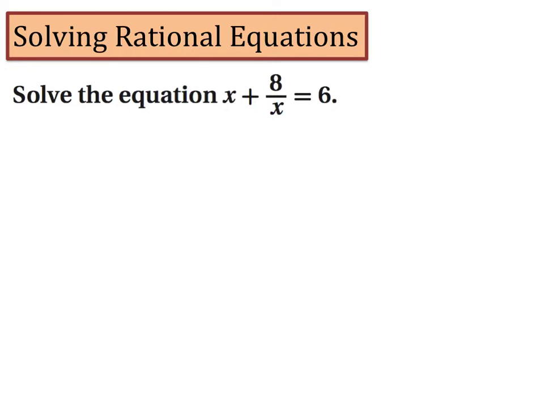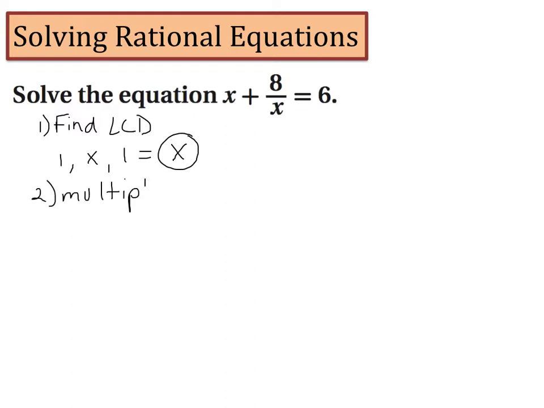So let's solve this rational equation. We have x plus 8 over x equals 6. So our first step is to find our lowest common denominator. Well, denominators are 1, x, and 1. So our lowest common denominator is x. So then we want to multiply each fraction by the lowest common denominator.